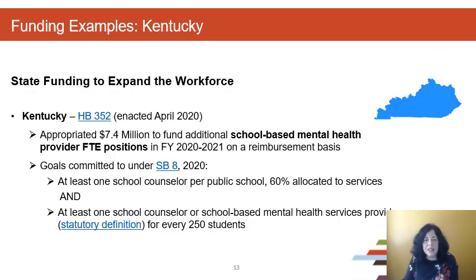This example from Kentucky illustrates how state-level funding can be allocated to expand specific parts of the school mental health workforce. In Kentucky, a law was passed that allocated $7.4 million to fund additional school-based mental health providers. These funds fulfill Kentucky's commitment to have one or more school counselors in every public school statewide, each committed to providing direct student services with at least 60% of their time and at least one counselor or school-based mental health provider for every 250 students. All 171 school districts are now receiving support through this allocation.